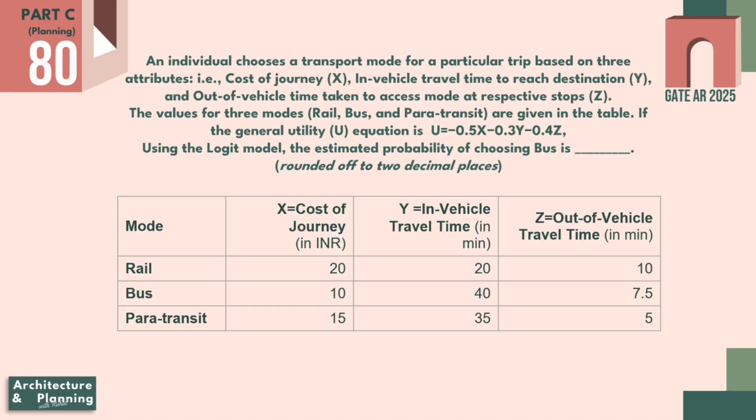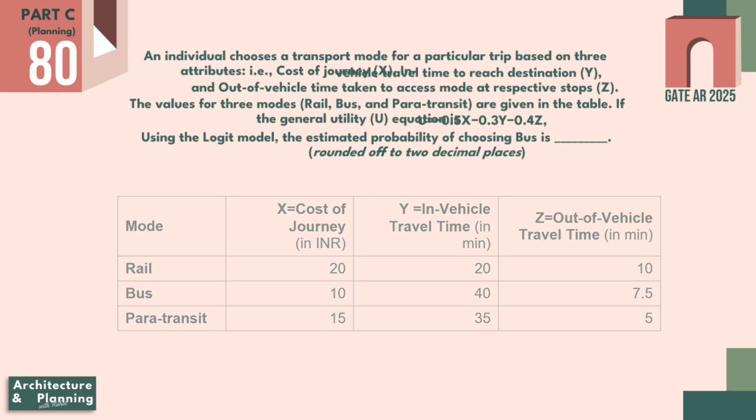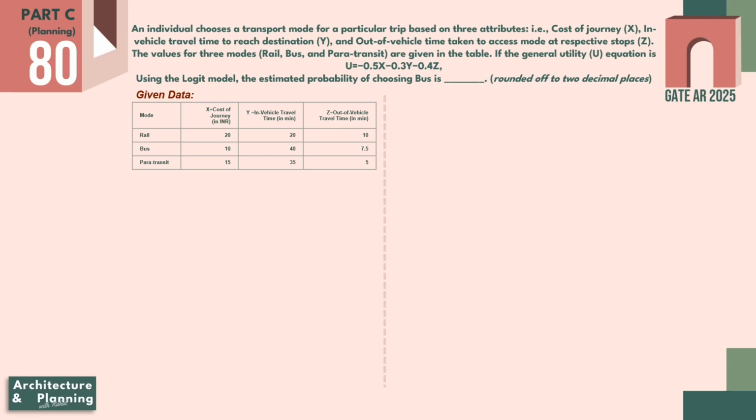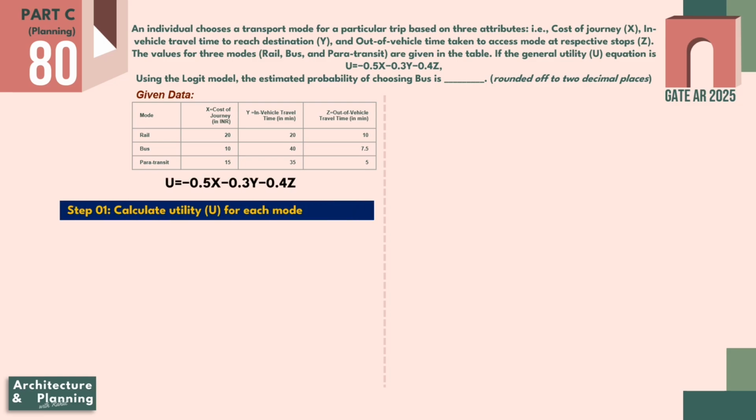In this question, we have to find the estimated probability of choosing bus by using logit model. So let's solve this question. So we have given a table with all the attributes of all the three types of modes. Also the general utility equation is given. So our first step is to calculate the utility for each mode. Start with the rail mode.